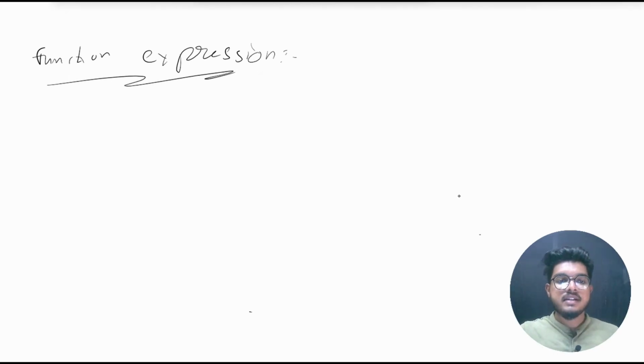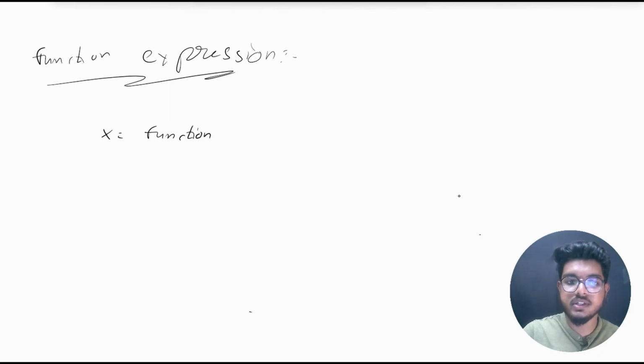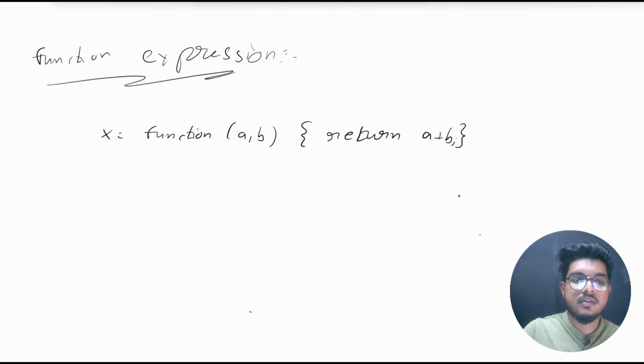Yes, everyone, let's discuss function expression. As we have seen in the previous slide, we have taken a variable called x and expressed the function using the function keyword. The parameters are a comma b, and then in the same line of code, we are writing return a plus b. As simple as that. What does this do?